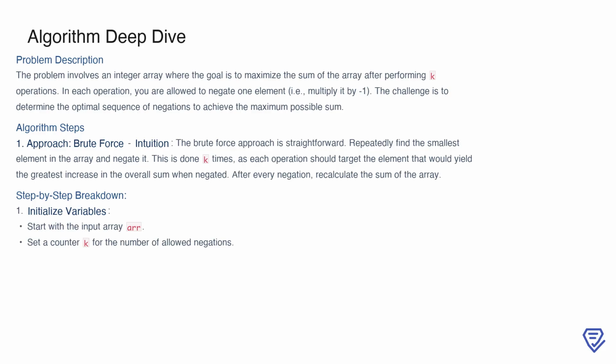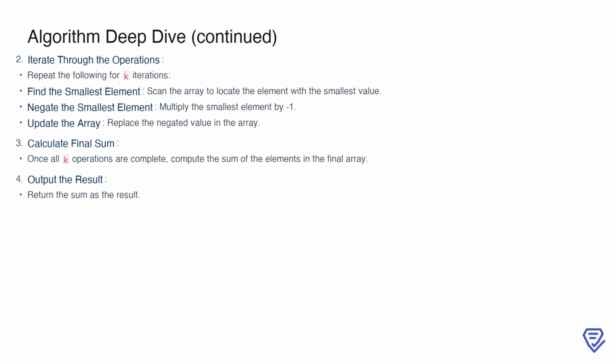The process begins by initializing the input array and setting a counter, k, to track the number of available negations. This setup allows us to systematically perform the required operations while keeping track of changes to the array and its sum. Now, the brute force approach proceeds with k iterations. In each iteration, we scan the array to find the smallest element. This element is selected because negating the smallest value has the greatest potential to increase the array's total sum.